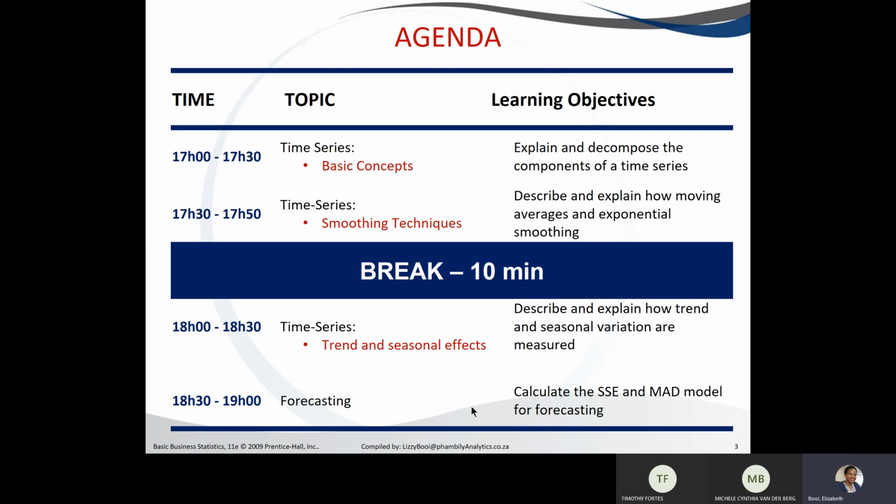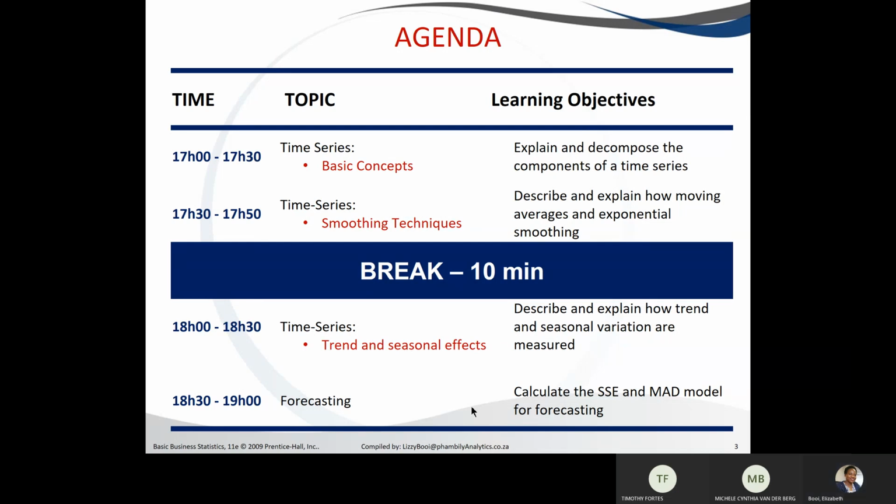Okay, so we'll start by introducing the basic concepts of time series, then move into the types of time series, looking more specifically at the smoothing technique, and then later on looking at the trend analysis and seasonal effect. Then we will finish off the session by looking at how we do forecasting by means of calculating the sum square errors and the mean absolute deviation model.